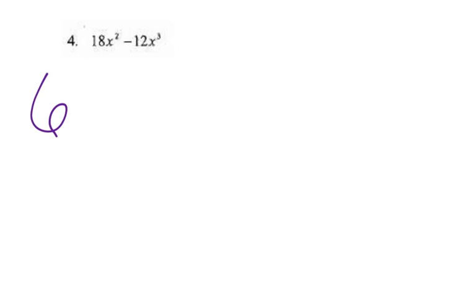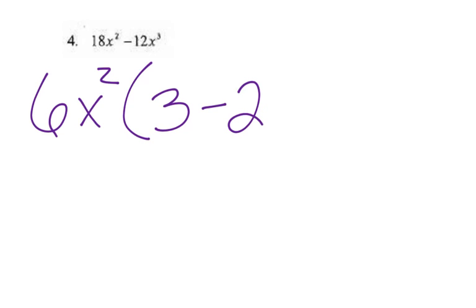18 and 12 both divide by 6, and they both have an x. Smallest exponent is 2. So you pull out a 6x squared. 18 divided by 6 is 3. X squared cancels. Minus 12 divided by 6 is 2. X to the 3rd, pull out x squared, leaves you x.